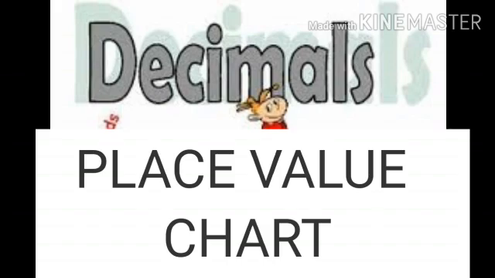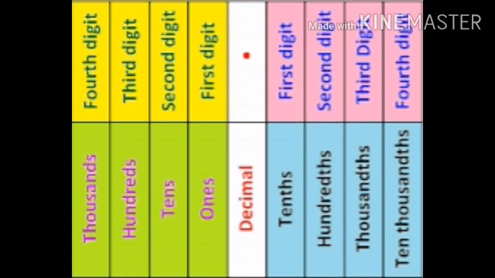Students, note down these parts of a decimal number in your notebook. Next topic is decimal place value chart. Look at this chart. There is a decimal point. Before decimal point, there is whole number part, and after the decimal point, there is fractional part, that is also called decimal part. You must know about the place value system which you have studied in chapter first, large numbers.